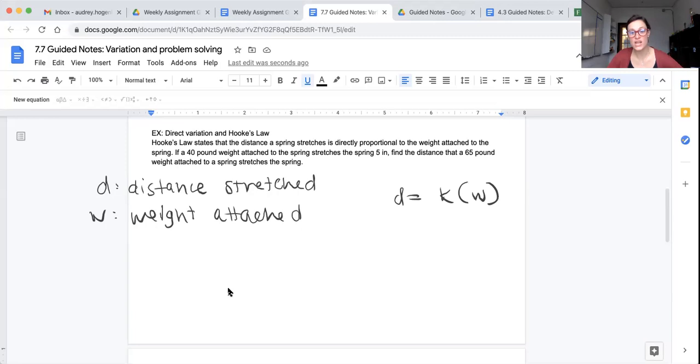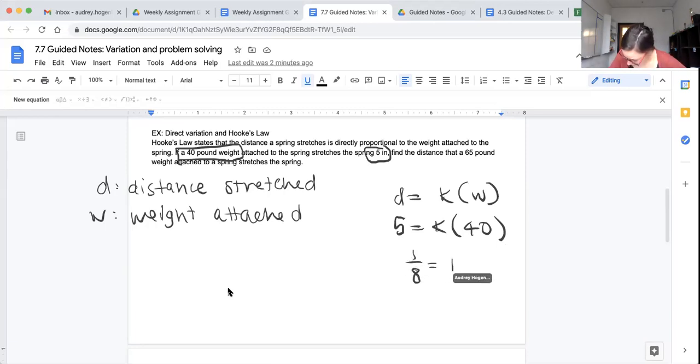And now I'm going to use the information given to me in the problem to solve for K. So that's the first part of these application problems. Solve for K, then solve for what they're asking you to solve for. So we know that a 40-pound weight stretches the spring 5 inches. So D, 5 inches, equals K times weight, 40. So divide by 40. 5 over 40 is the same thing as 1/8. So we know that 1/8 is equal to K. So our equation now is D equals 1/8 W.